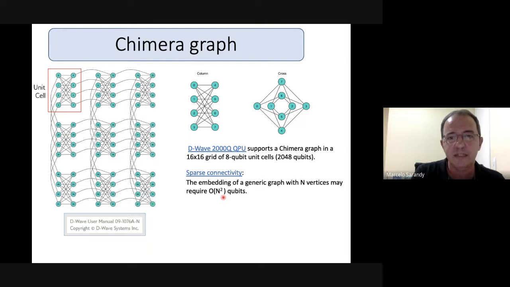Notice that the connectivity is sparse. Inside each cell, each qubit connects with just 4 of the others, and they connect vertically or horizontally with the next cell. But we can embed a generic graph if we need to, depending on the problem. We can embed a generic graph at the cost of N squared qubits. So if a totally coupled graph with N vertices must be implemented, you will need on the order of N squared qubits to implement your general graph on the D-Wave machine.